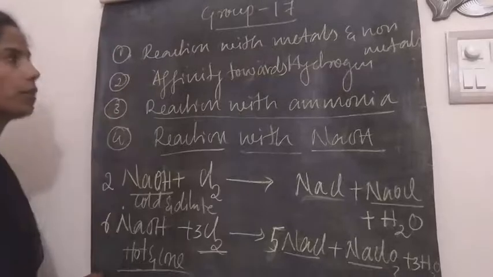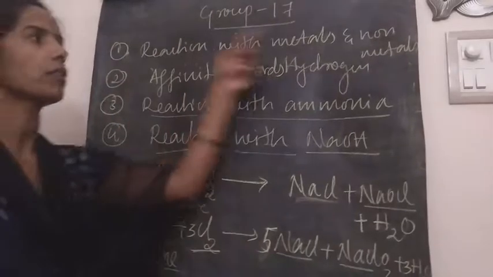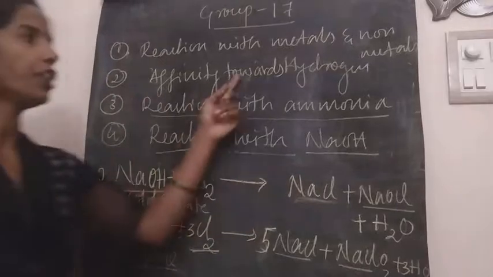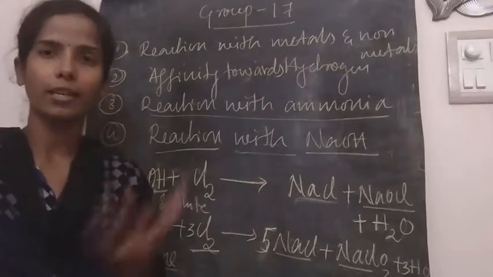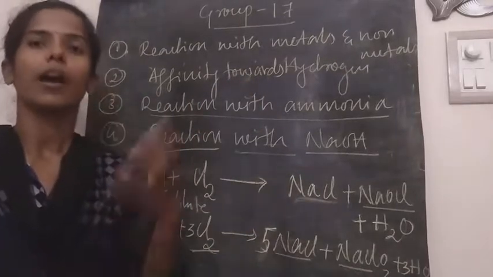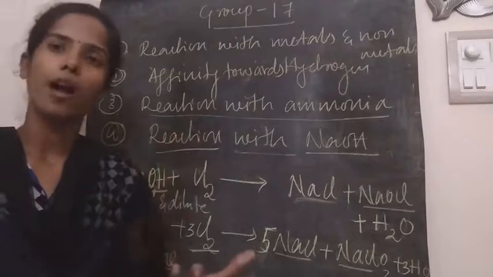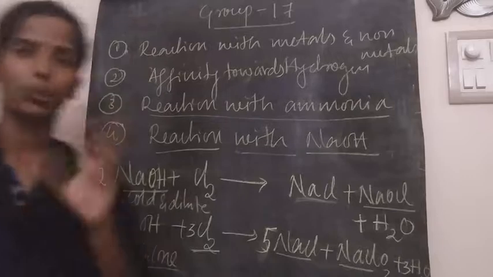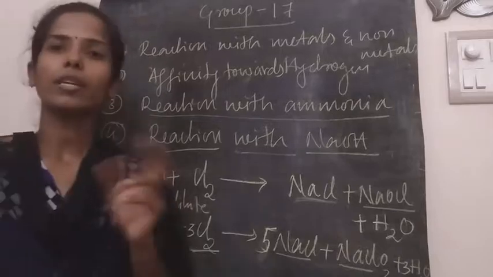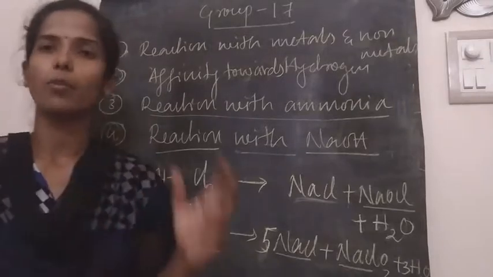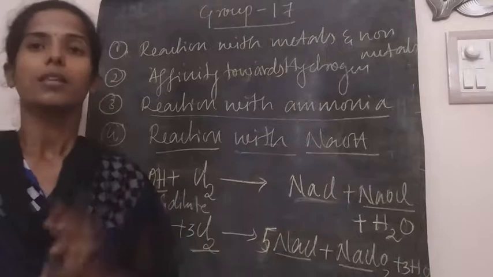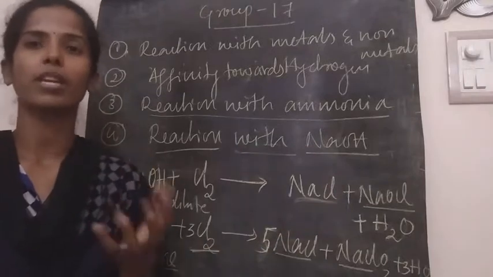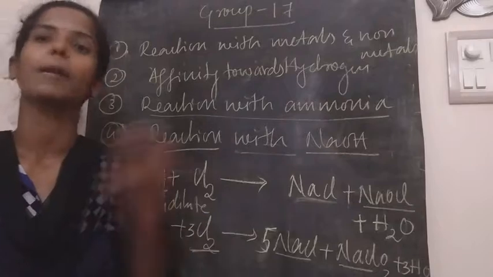Very important: reaction of chlorine with metals and non-metals, they form corresponding chlorides. Affinity towards hydrogen: chlorine has great affinity towards hydrogen. Hydrogen and chlorine is removed in the form of hydrogen chloride. And reaction with ammonia, here two types of reaction come. When chlorine reacts with excess of ammonia, we get ammonium chloride and N2 gas. Same chlorine reacts with ammonia; if the chlorine is in excess, we get nitrogen trichloride and HCl.